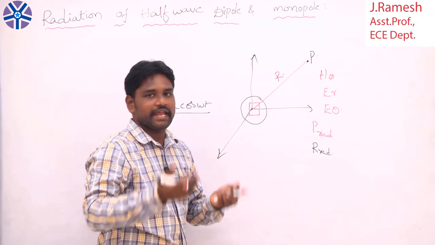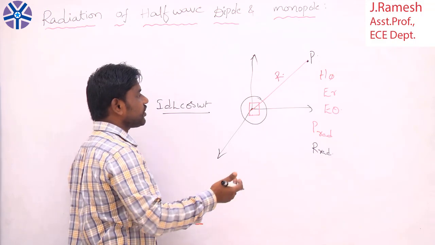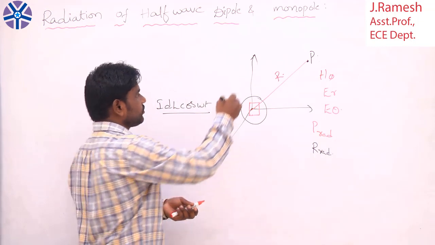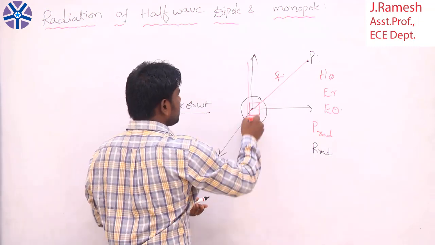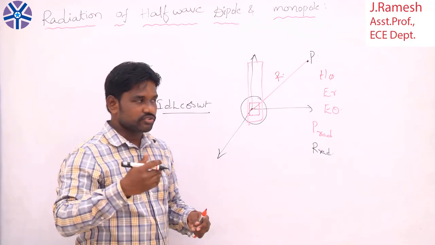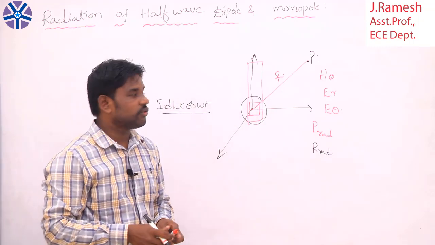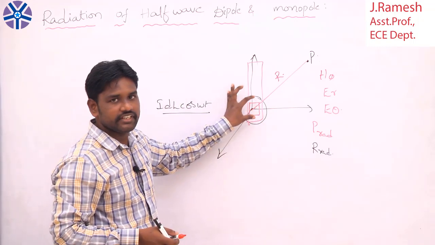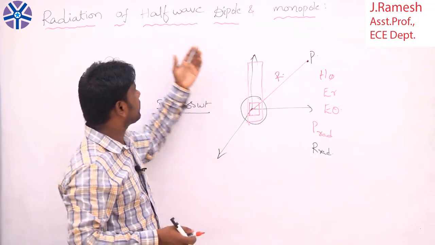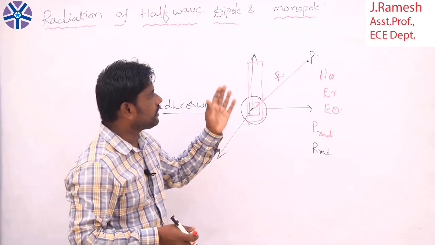But in practical cases, it is not possible. Why? Because in practical cases the length of the antenna is not this small. It may have a large height like this. So over the entire length the current may not be constant. The current is always changing from one position to another. So ideally, taking a small element is not practically possible. That is why I am going to take two antennas: one is the half-wave dipole antenna, and the other is the monopole antenna.